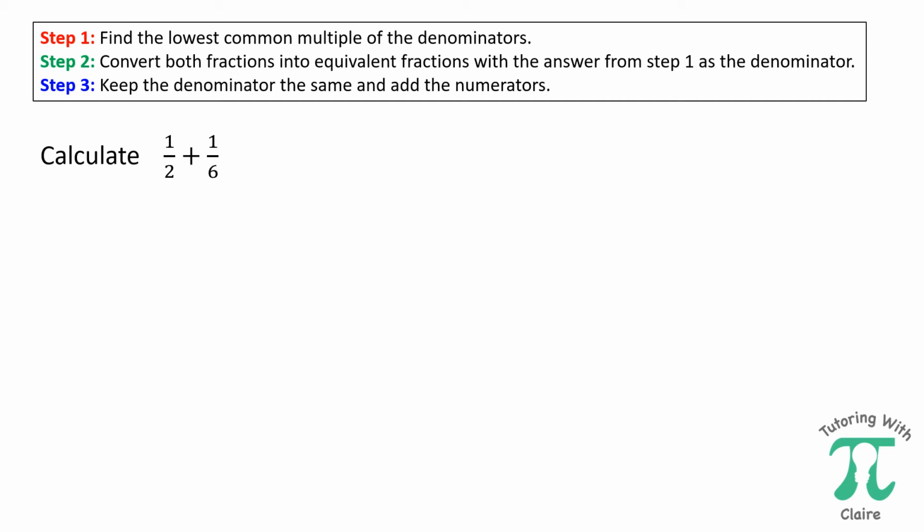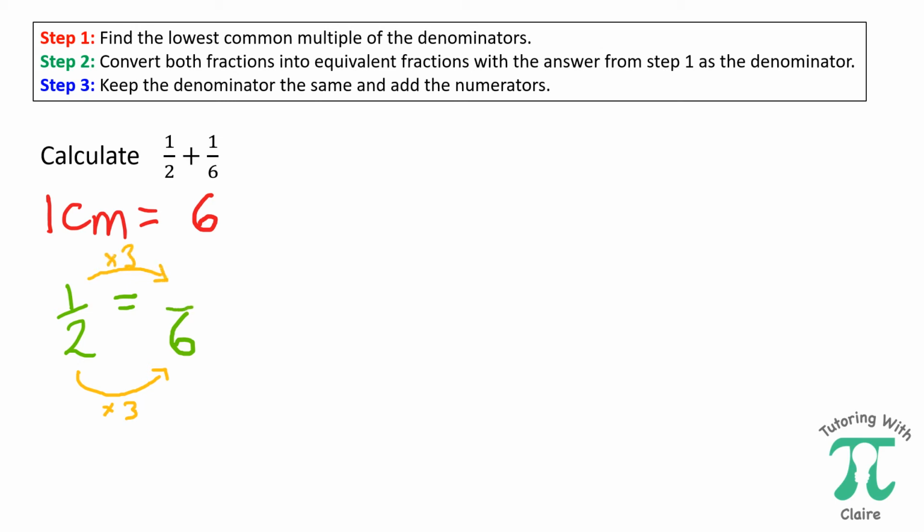So step 1, finding the lowest common multiple of 2 and 6. Well, here the lowest common multiple is 6. Next, converting both fractions into equivalent fractions, 1/2 with 6 as the denominator. To get from 2 to 6, we multiply by 3, so we're going to multiply the numerator by 3, so 1/2 equals 3/6. Now 1/6 already has 6 as the denominator, so we don't need to do anything to this.